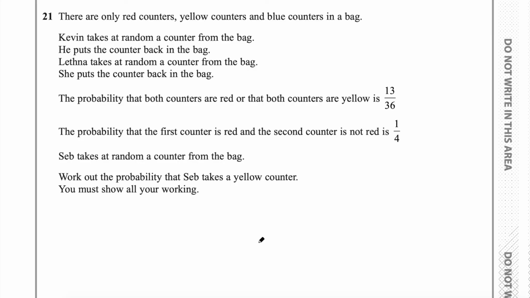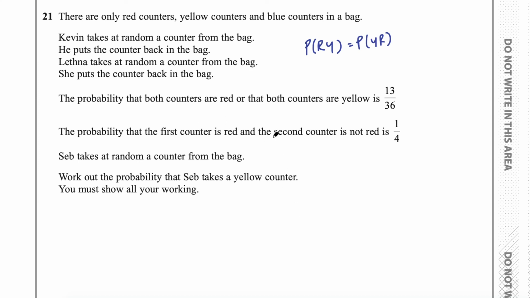Okay, quite a lot of information there. We have red counters, yellow counters, and blue counters. We've had 2 picks with replacement. That means the order doesn't matter. So the probability of, say, a red and then yellow is going to be the same as the probability of a yellow then a red, because all of the counters are getting put back in the bag.